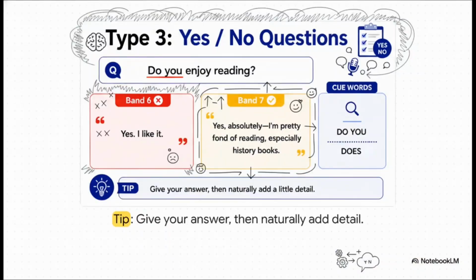The underlying rule here is simple. When you hear do you or does, your job is to answer the binary question first, give them the yes or no, but then immediately attach that little bit of extra context. Let the keyword be your reminder to never just stop at a period. Use words like especially, particularly, or specifically to drag that sentence out into higher band territory.